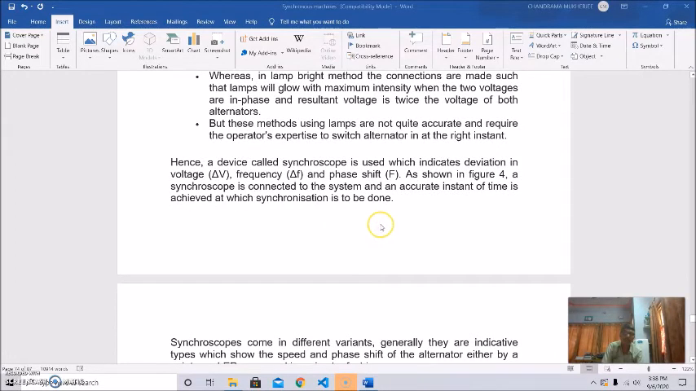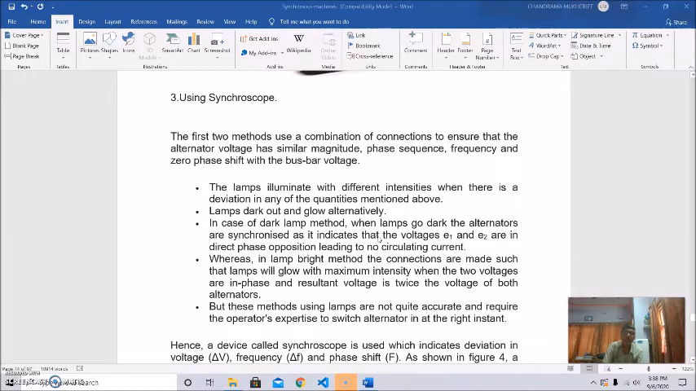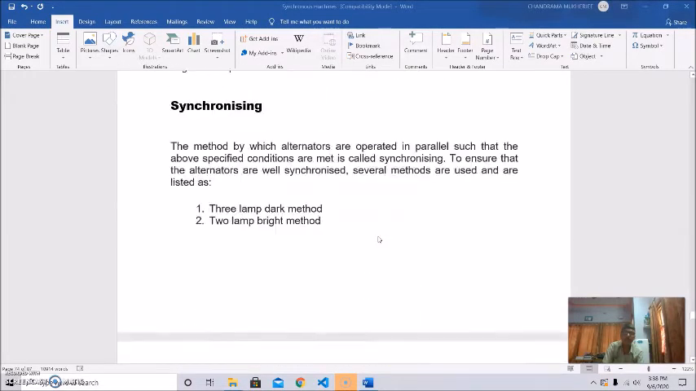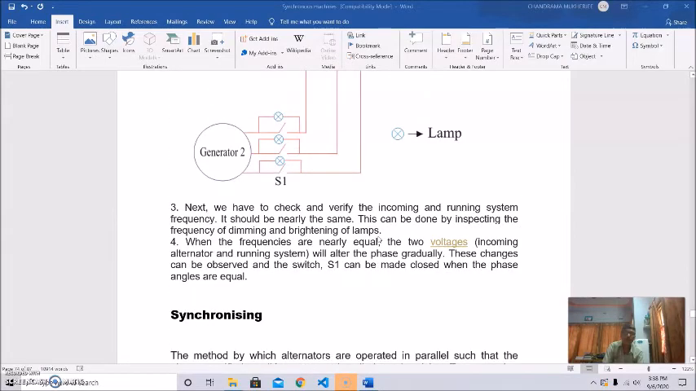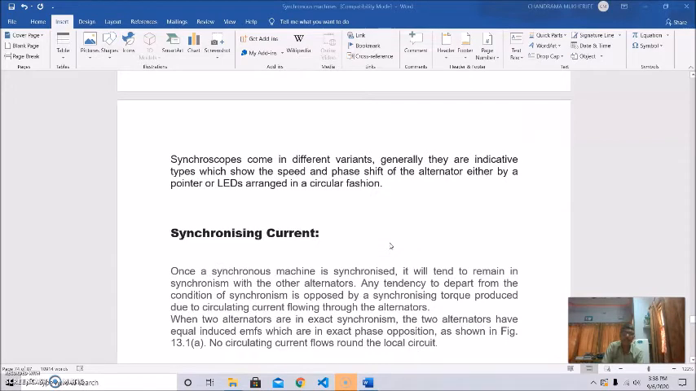The synchroscope is connected to the system, and then the accurate instant of time at which the synchronizing is to be done is found. Synchroscopes come in different variants. Generally, they are indicative types which show the speed and phase shift of the alternator, either by a pointer or by LEDs arranged in a simple fashion.